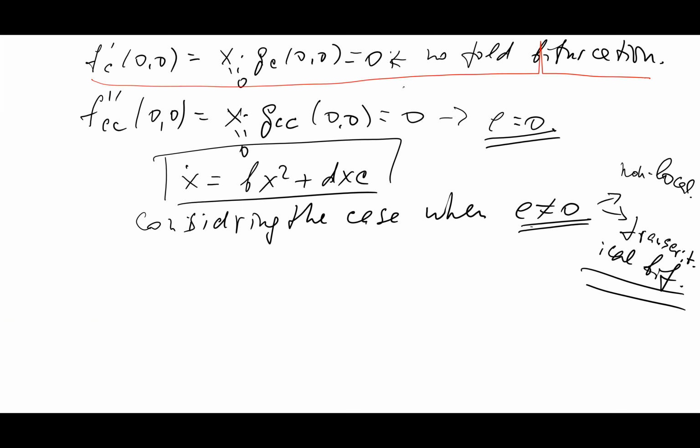So derivative of f over c equals 0, it shows here. And this means that we don't have fold bifurcation. Second derivative of f over c is x times second derivative of g, but x at 0 is 0. Therefore, we have second derivative of f over c is 0. And in our second order approximation, e is 0. And this way we get back to what we have considered so far, x dot equals bx squared plus dxc.